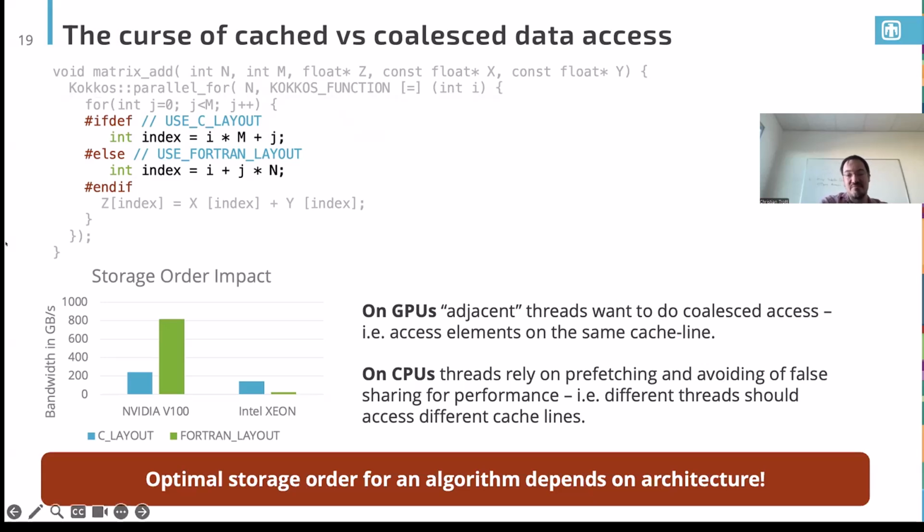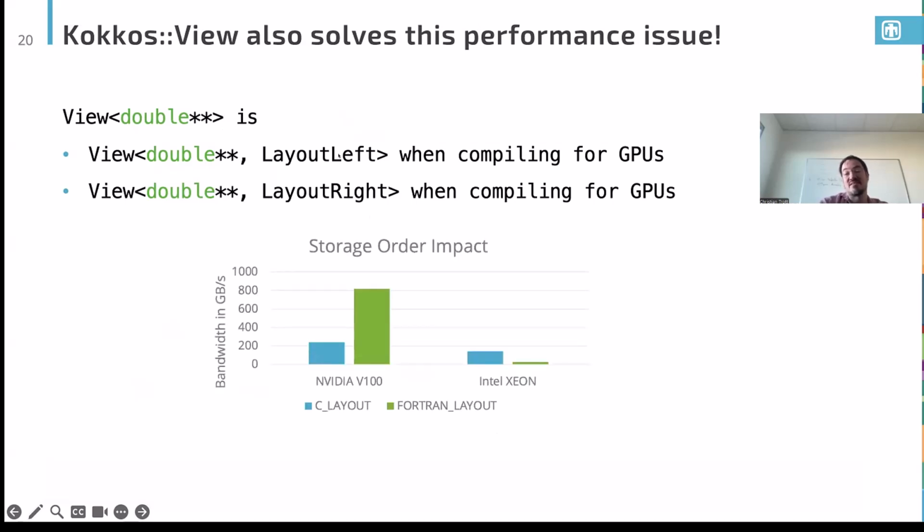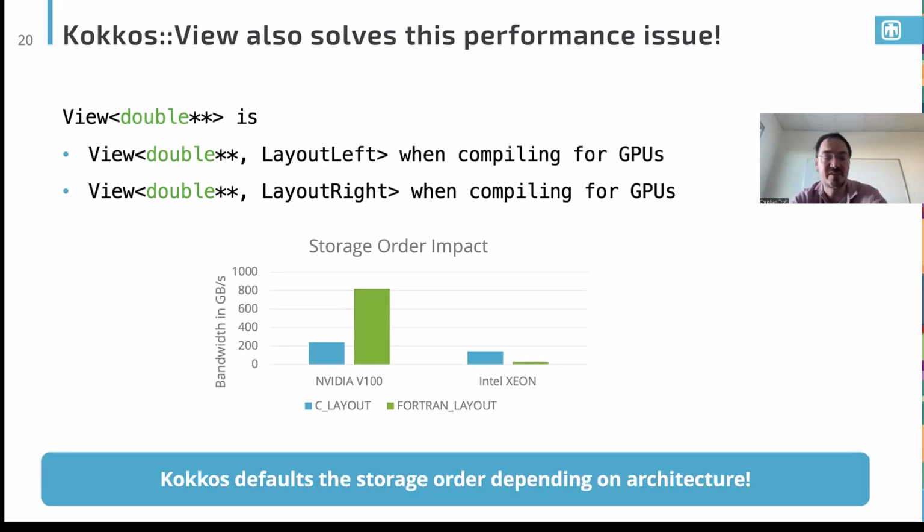But basically, even with a simple example, what that shows is that the optimal storage order for an algorithm depends on the architecture. And that's why we have layout left versus layout right. What I didn't tell you earlier is that if you don't specify this, your actual layout depends on what you're compiling for. If you compile for GPUs, we default to layout left. If you compile for CPUs, we default to layout right. This is Fortran versus C layout, which means if you parallelize over the leftmost dimension, we give you the good access pattern by default. Again, something hidden from the user, one of these things where we default things.